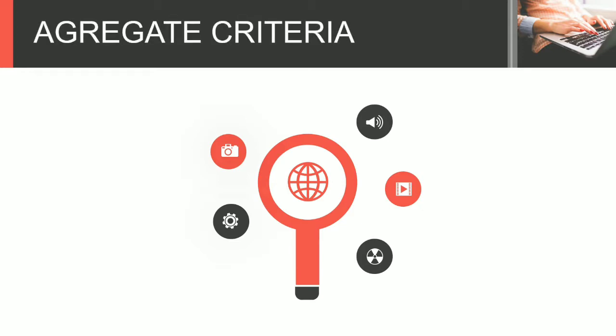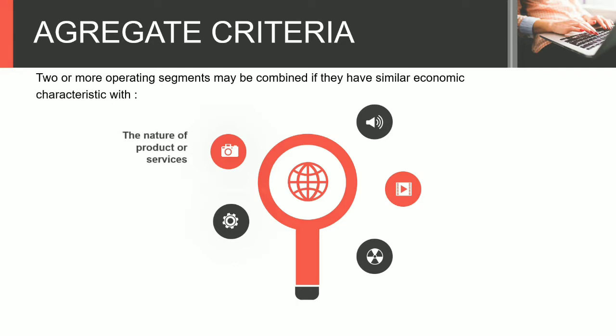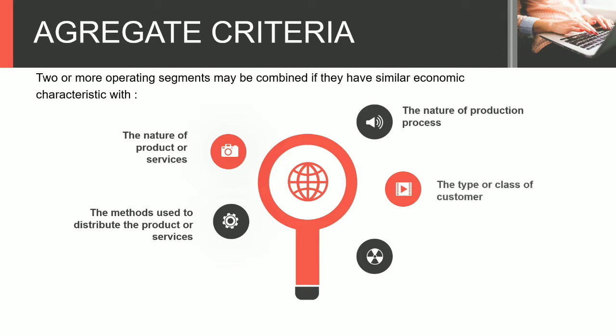The criteria of MFRS 8: two or more operating segments may be combined if they have similar economic characteristics with: first, the nature of the product or service, the methods used to distribute the product or service, the nature of the production process, the type or class of customer, and the nature of the regulatory environment.